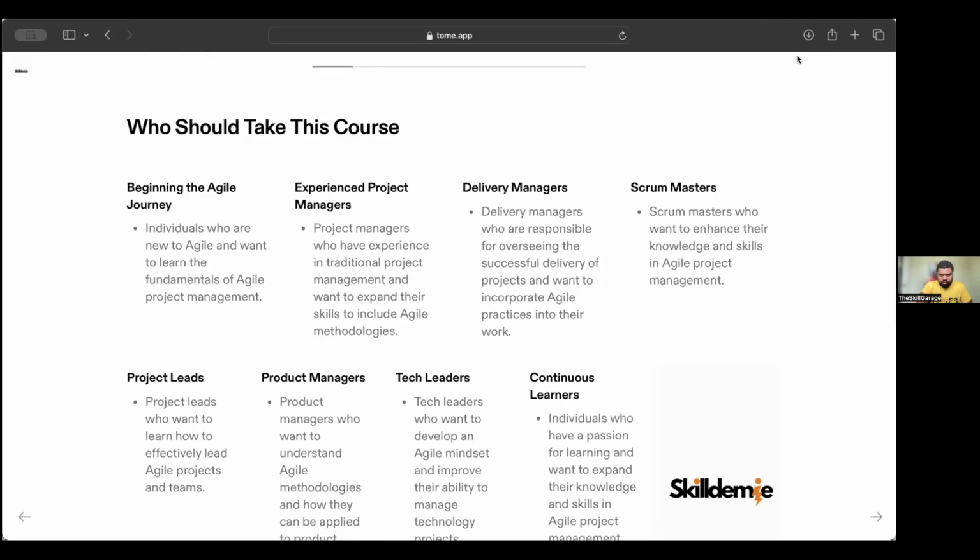So no matter if you're in the beginning or the middle, you could be in a leadership role just leading people. You could be a product manager, a tech leader, a continuous learner. It really doesn't matter, folks, where you're coming from.